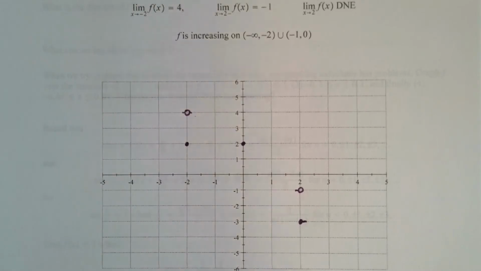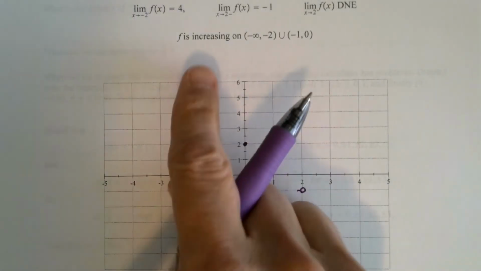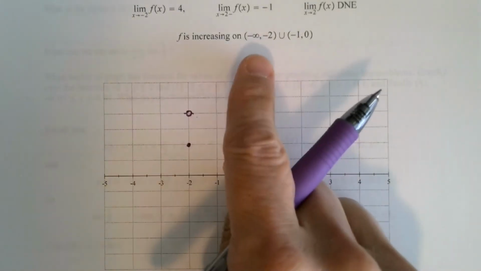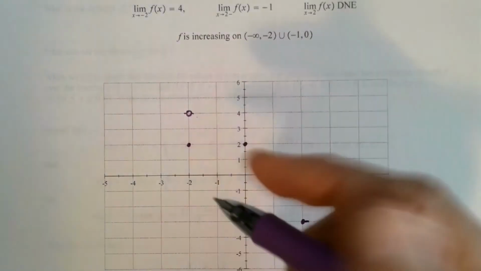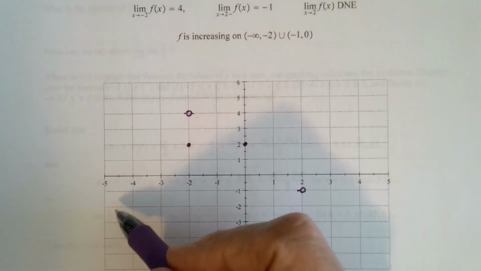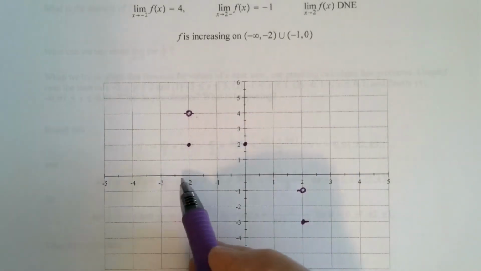Okay, now we've got to fill in. We've got a lot more to fill in, right? I mean, what's going on in between each of these regions? Well, one thing we know, f is increasing on these intervals, so from -infinity to -2, so everything less than -2. So basically I want to be going up, right, as we move from left to right for all values less than -2.